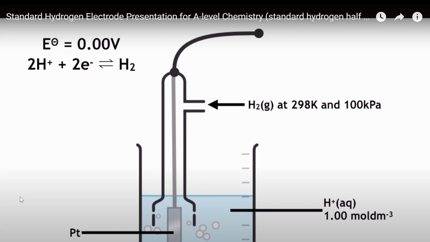Now, what do you notice about the H2? What temperature is it at? This is our gas. 298 Kelvin. Do you know what that is in Celsius? That is 25 degrees Celsius. What's special about 25 degrees Celsius? It's the other requirement for standard conditions. At standard conditions, it must be 1 molar. It must be 298 Kelvin.